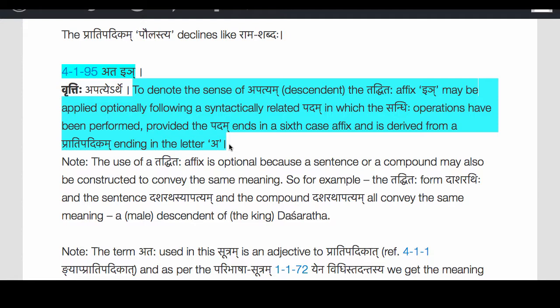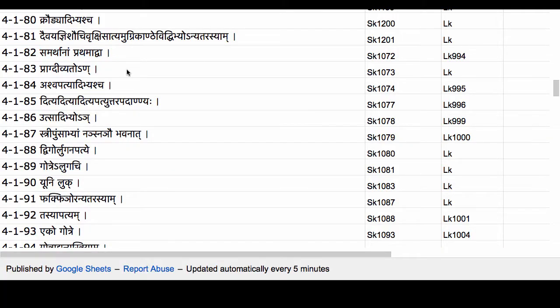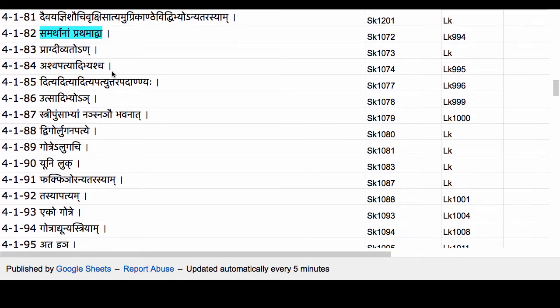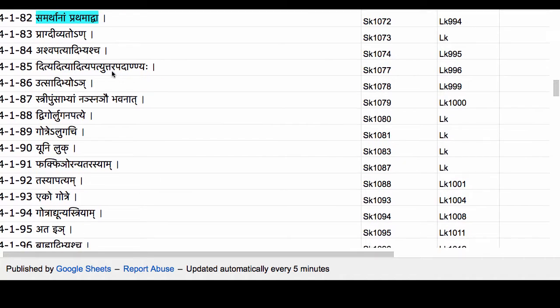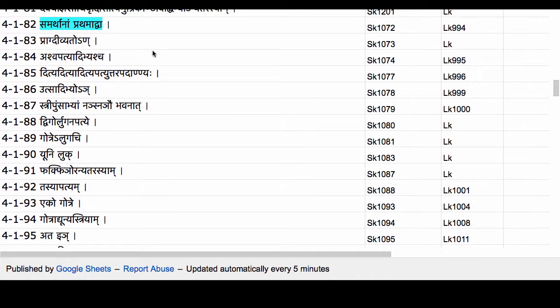Recall that we are in the adhikara of 4182 samarthanam prathamadva, which tells us that the three terms samarthanam, prathamad and va are authorized to exert their influence on the rules down from here, meaning down from 4182 prior to 531. Hence, the affixes prescribed by the rules in this section are introduced optionally because of va, following the term which is the first among the terms because of prathamad mentioned in the prescribing rule, and is capable of conveying meaning which is only possible when the sandhi operations inside the term have been performed.